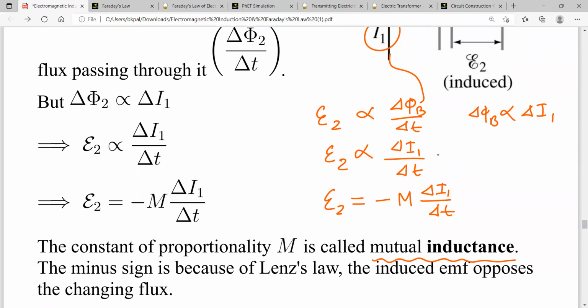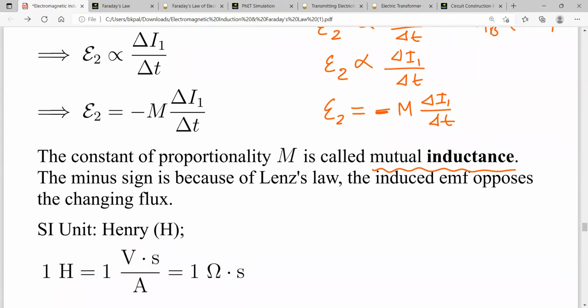We call it mutual because it is mutual between coil 1 and coil 2, and the negative sign is again due to Lenz's law, and you know now how Lenz's law works. So M is the mutual inductance. And what is the unit? The standard international unit for mutual inductance is Henry, and we use H to represent Henry.